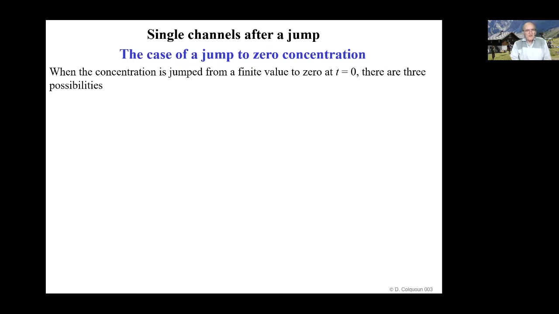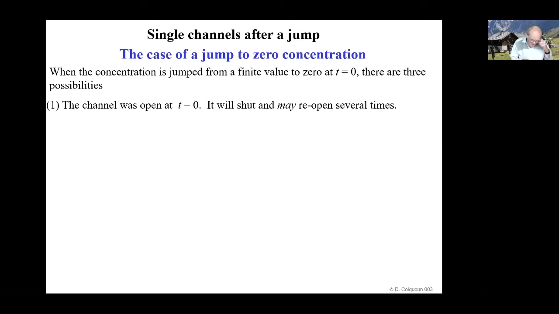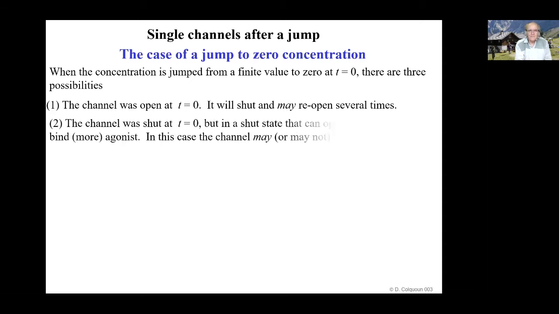And we can solve it by noticing that when the concentration is jumped from a finite value to 0 at t equals 0, there are 3 possibilities. Firstly, the channel may be open at t equals 0, because we were in a finite concentration. If the t equals 0 occurs while the channel is opening, that will be the case. Eventually, of course, it will shut, but it may then reopen several times before the agonist finally dissociates and the activation comes to an end.